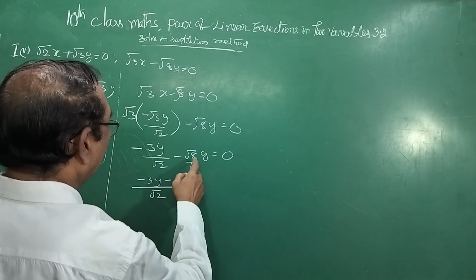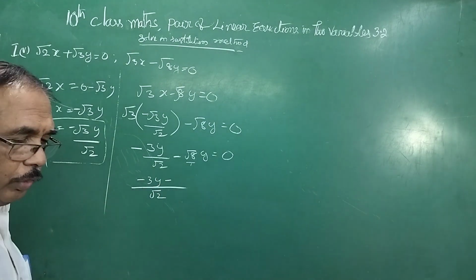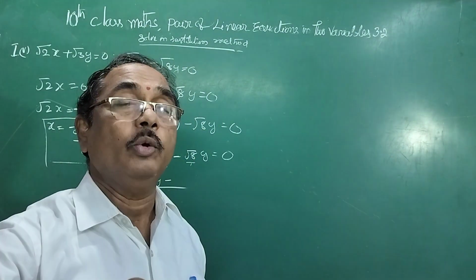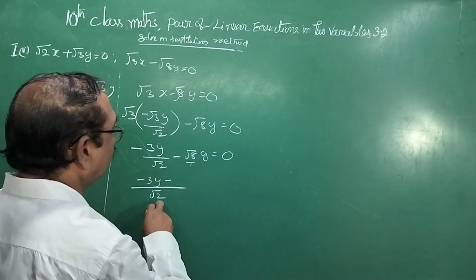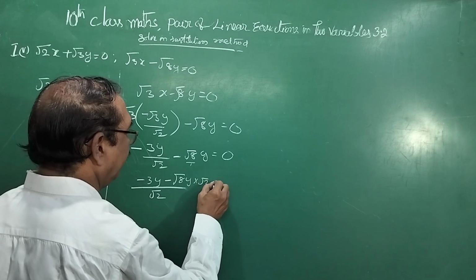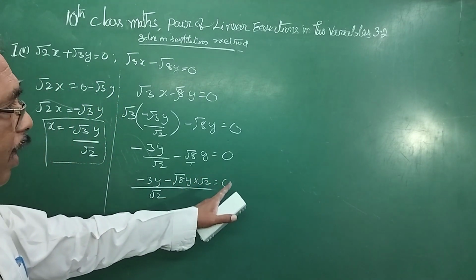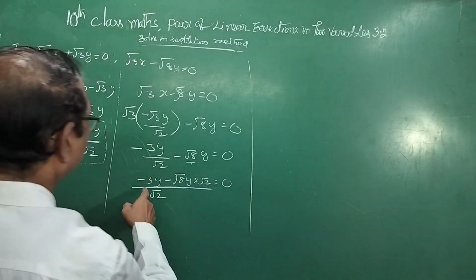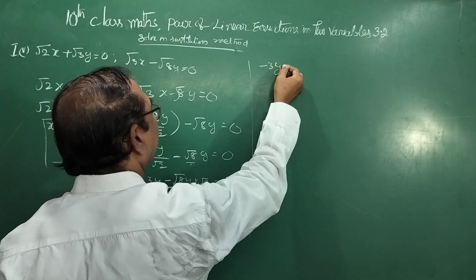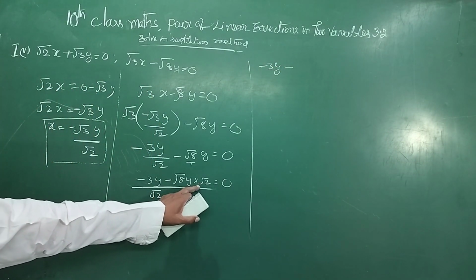Now here, see, root 8 is there with denominator 1. 1 in root 2, root 2 times goes. So root 2 into root 8: root 8y into root 2 is equal to 0. Now, root 2 is the LCM for all. Let us write here: minus 3y minus. Here is the problem: root 8y into root 2.